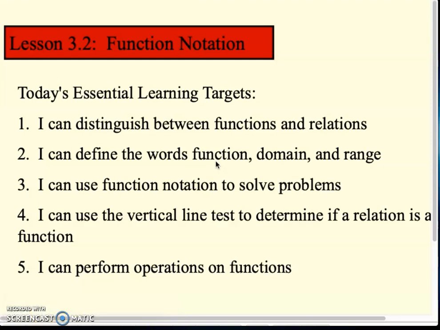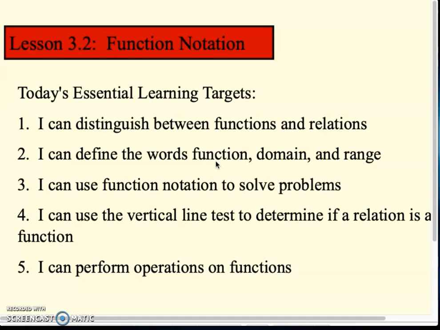These are the notes for section 3.2, function notation. The idea here today is to get into more of the details of what it is to be a function, what makes something a function, some visual stuff. So how would you know from a graph, does a graph represent a function? And then doing function operations, which are several things.